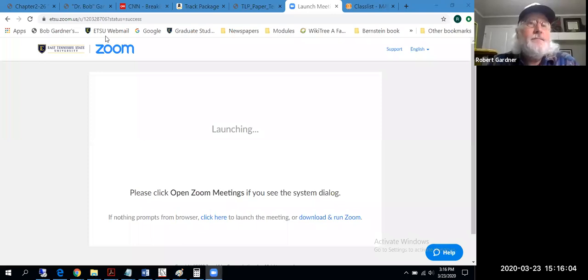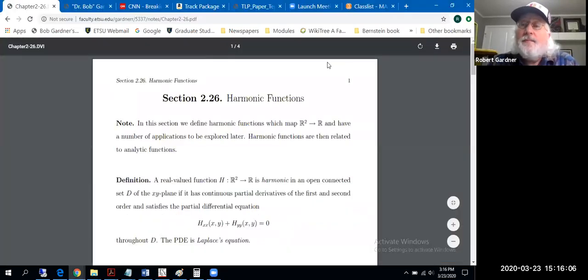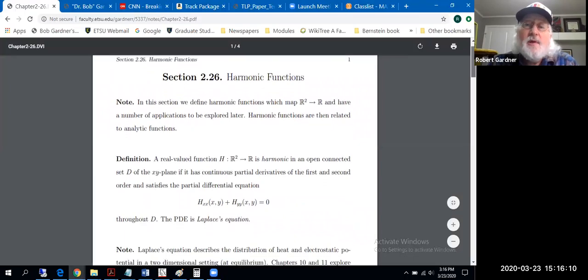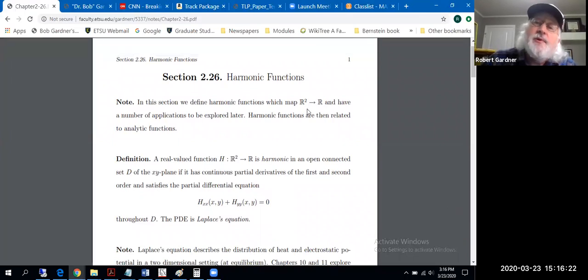Let's take a look at section 26 on harmonic functions. Okay, we won't really have time for many applications, but this kind of foreshadows some of the applications of this complex variable stuff. We'll define a harmonic function. It's a function from R2 to R, so everything's real. It's got two real inputs and a single real output.